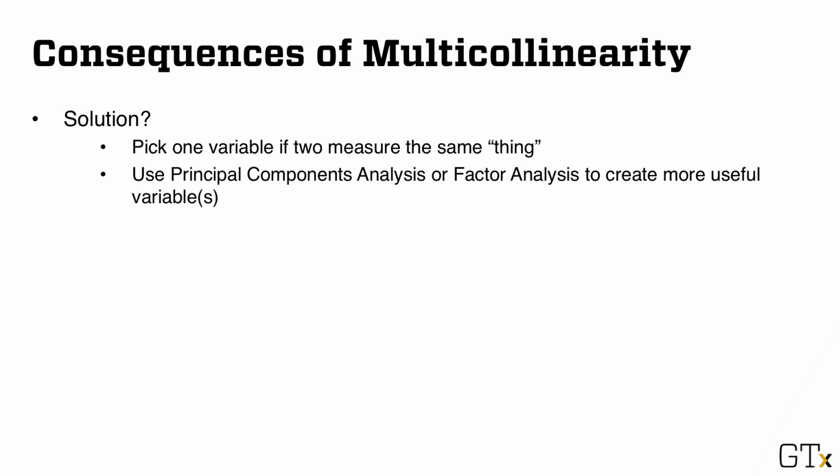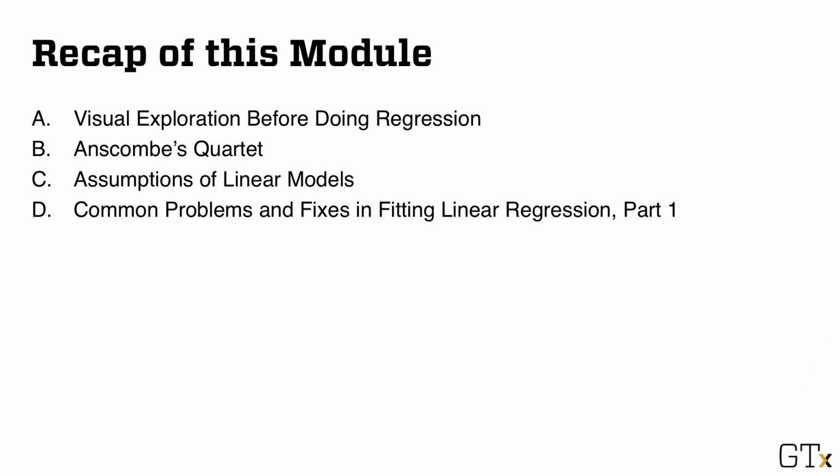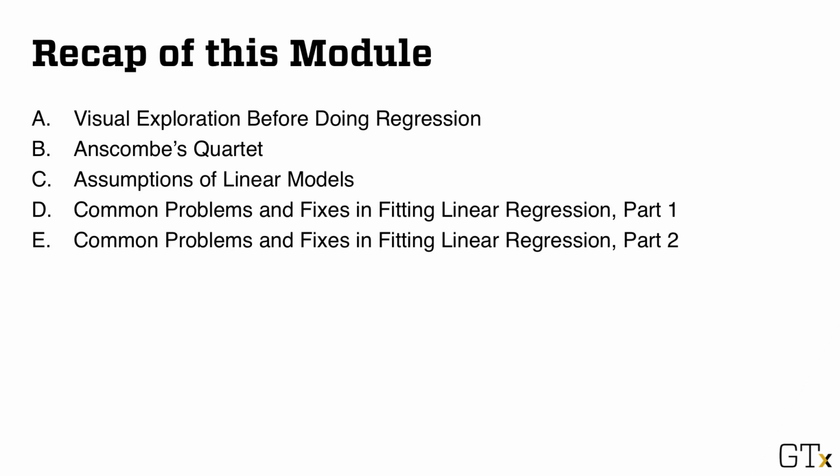So, recapping what we have studied in this module, we have seen how one could do visual exploration before doing regression. We have seen the importance of Anscombe's quartet, and then we have had a quick look at the assumptions of linear models, and then we looked at the common problems and fixes in fitting linear regression. We have seen these 6 common problems and what one could do to address them.